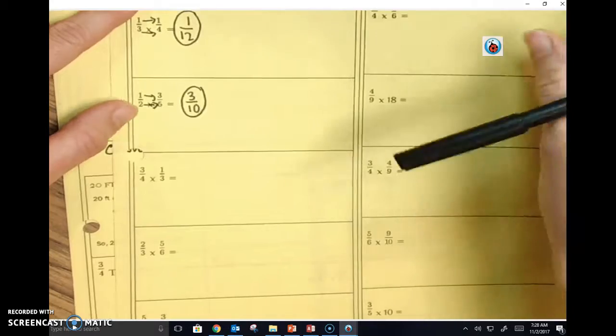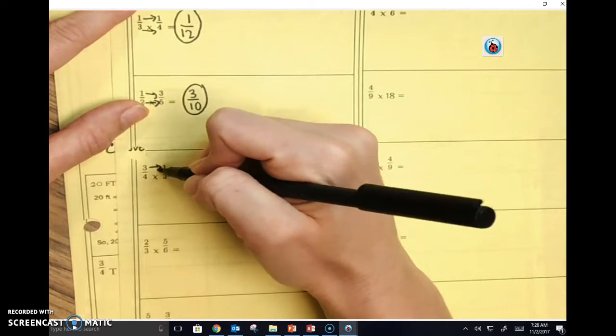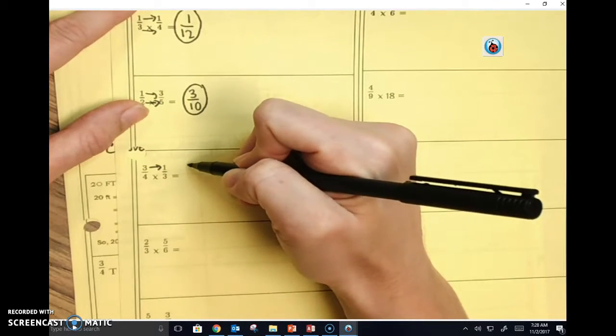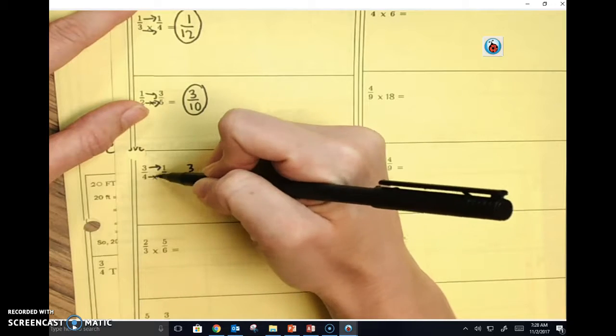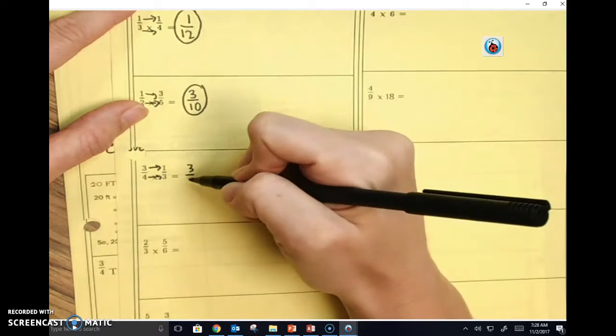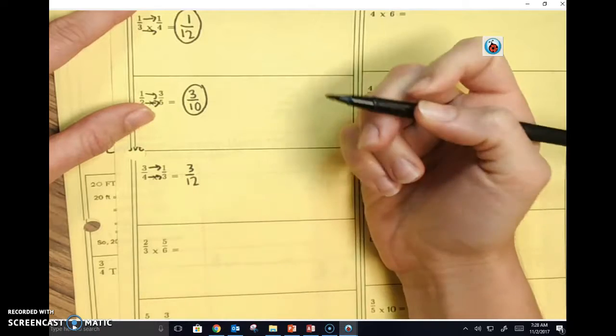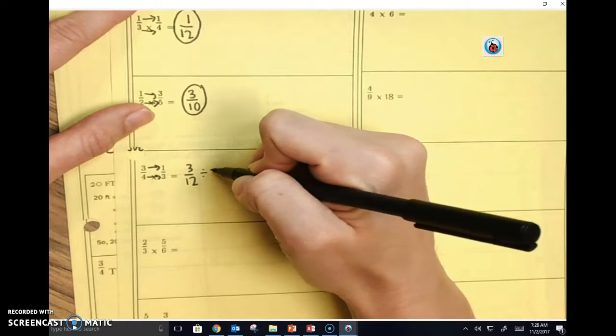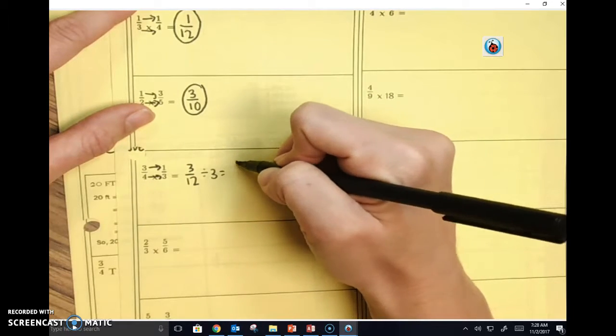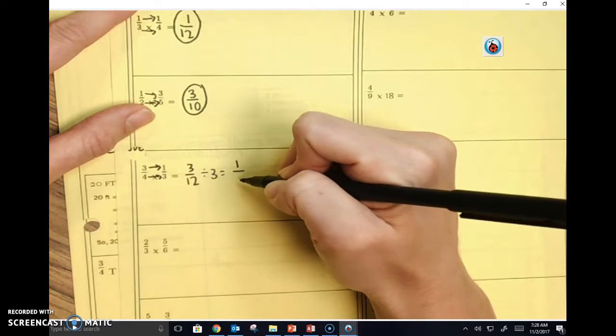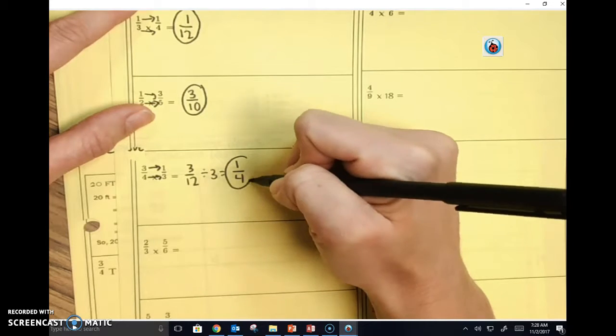Let's move on to the third one. We multiply the numerators. We get 3 times 1, which is 3. We multiply the denominators, which is 4 times 3, and that's 12. If we look at this fraction, we can simplify it by 3. So 3 divided by 3 is 1. 12 divided by 3 is 4, and our answer is 1/4.